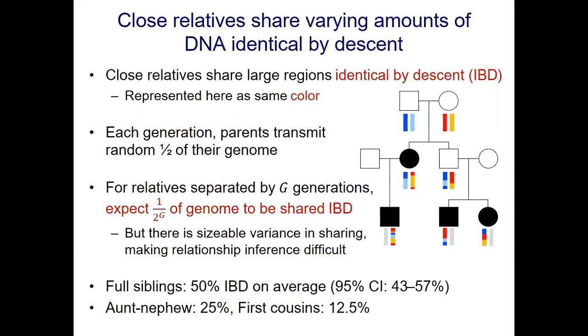But just to give you an idea, I'm not going to get into too much of this math in this talk, but just to give you an idea of the amounts of genomes shared between fairly close relatives, full siblings are expected to share 50% of their genome, but the 95% confidence interval is between 43 and 57% of their genomes. Aunt-nephew relatives share, on average, 25% of their genome, and first cousins share 12.5%. And as I mentioned just now, this fraction goes down by half in each generation that separates a pair of individuals.